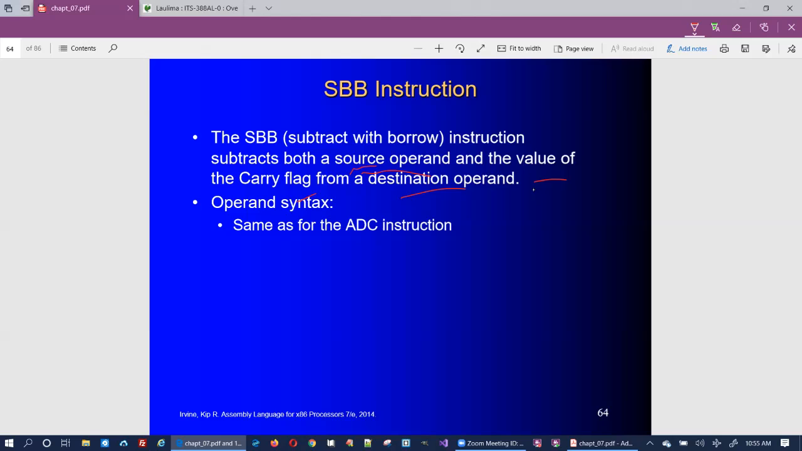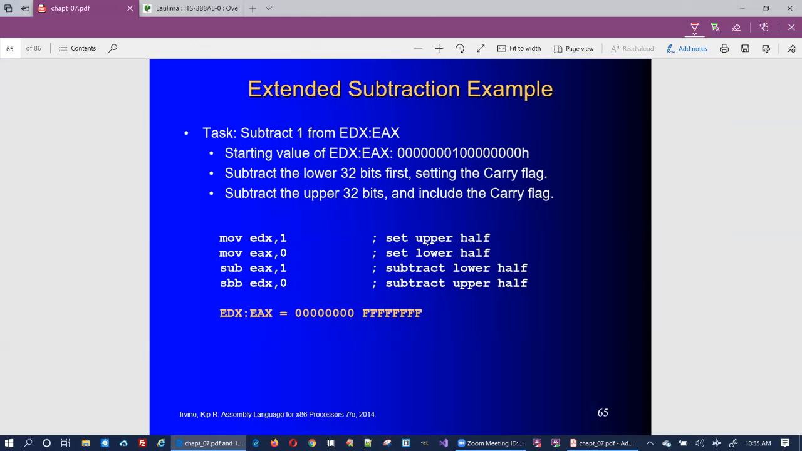That's how we would do subtraction by hand. So it's the same kind of thing as the ADC instruction. So here, for example, let's say the value of EDX:EAX is this. Subtract the lower 32 bits, setting the carry flag, and then we subtract the upper bits, which includes the carry flag. So here we're setting 1 into the EDX register, and that's how we end up with this here.